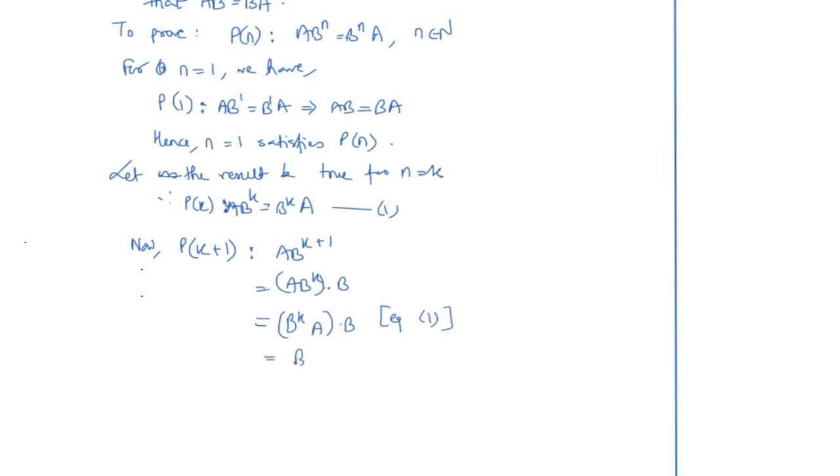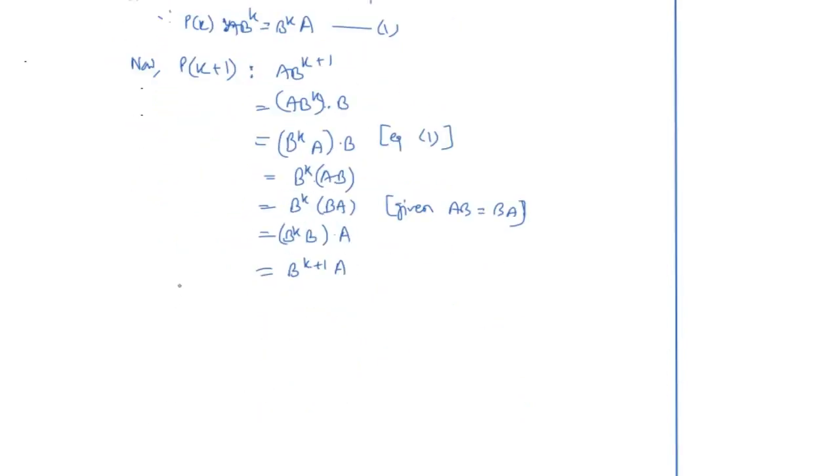Now this is equal to B^k AB, which is again equal to B^k BA, given AB = BA, and again by associative law we have B^k B multiplied by A, which is equal to B^(k+1) A. Alright, so we can say the result is true for n equal to k+1.